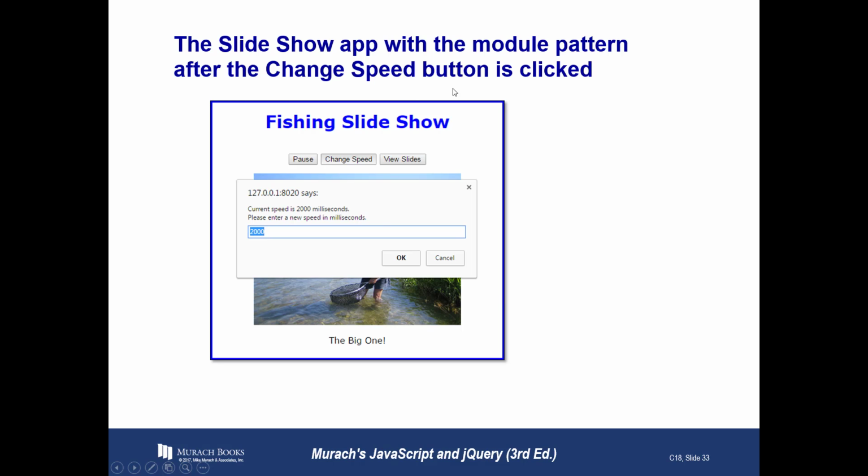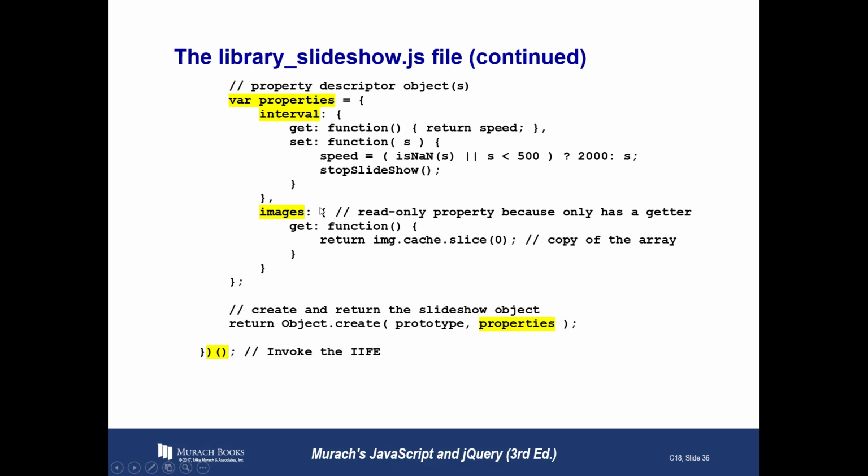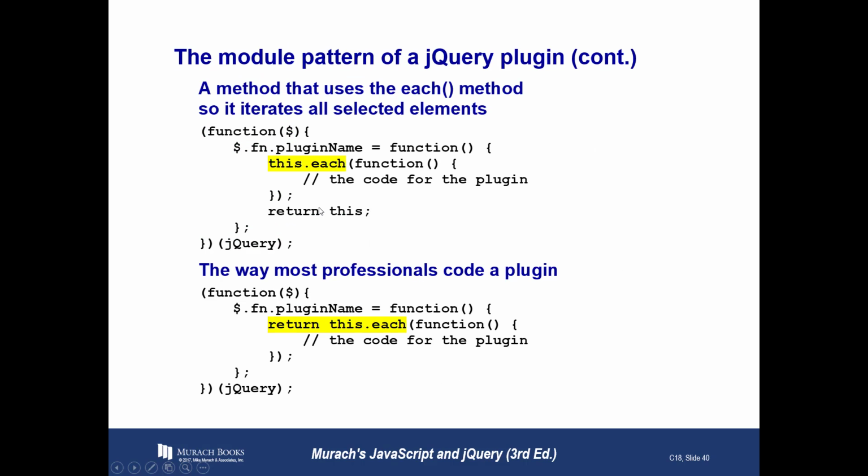The slideshow app with module pattern after the speed change is clicked. So here you've got control over how fast you're going to be showing this. All right. And again, they give you the code that will do that.